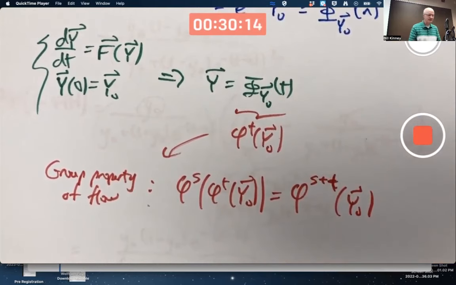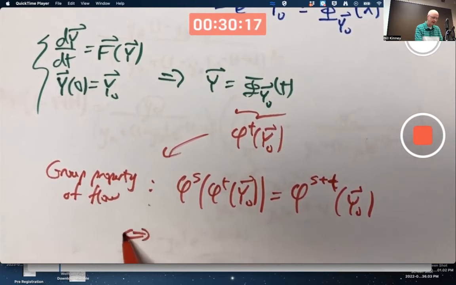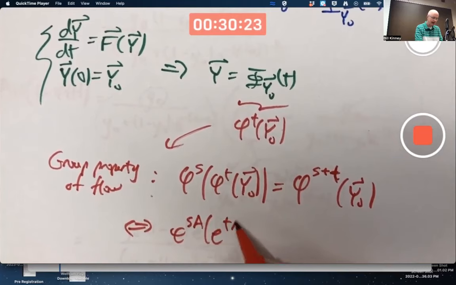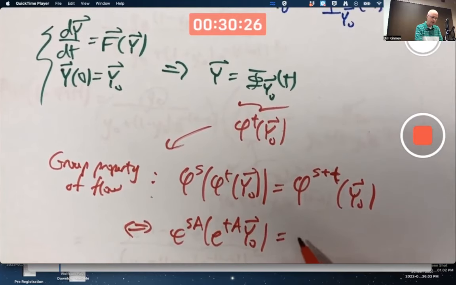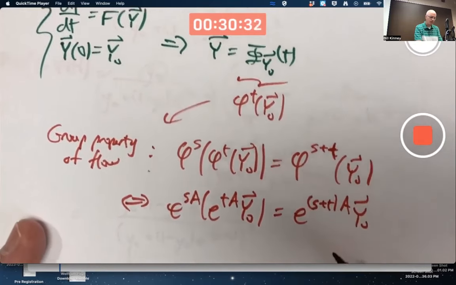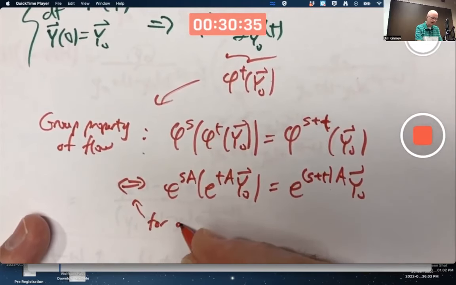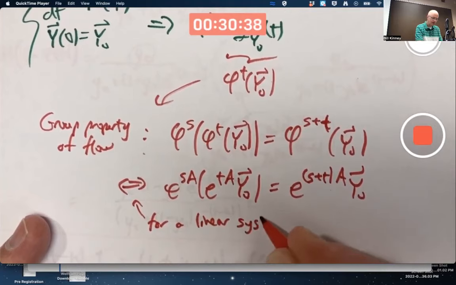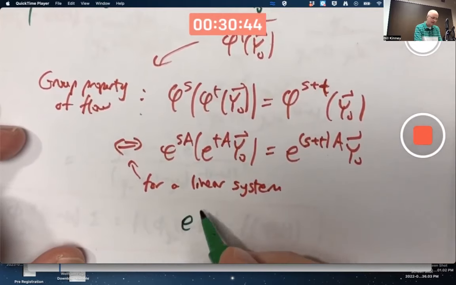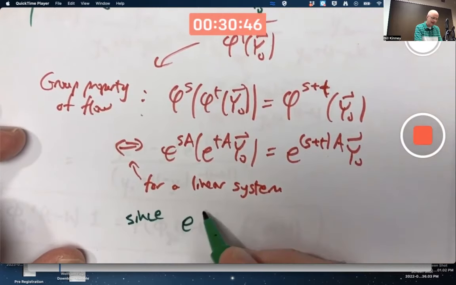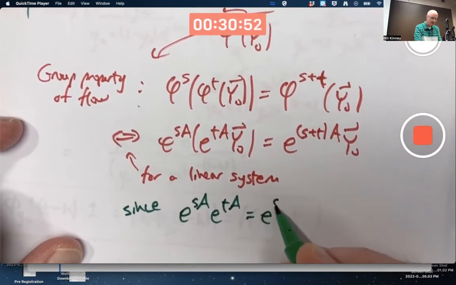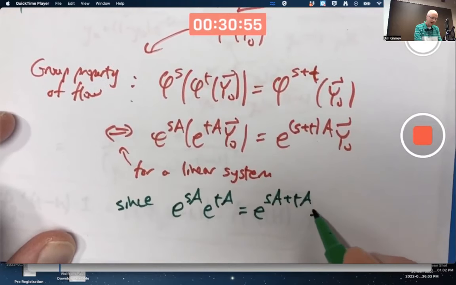And it definitely happens when your system's linear. When your system is linear, this is equivalent to e to the sa times e to the ta times y naught equaling e to the s plus t times a times y naught for a linear system. And it should seem reasonable that these are equal, because it should seem reasonable that e to the sa times e to the ta can be found by adding those exponents. And then you could factor out the a.